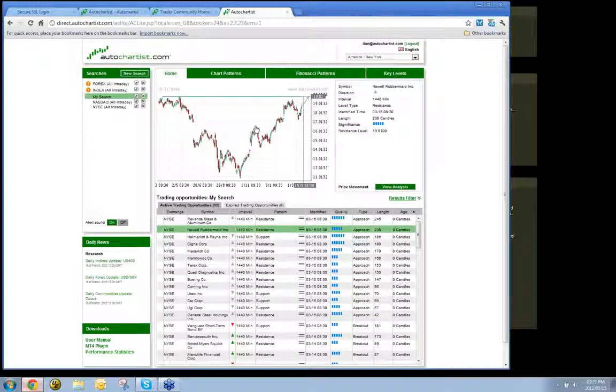So this is an example of an emerging key level, right? This is Newell Rubbermaid. I'm not familiar with this company, but let's have a look at what Autochartist is saying. So it's identified resistance at 19.81, and it's touched this resistance point numerous times, one to three times, most recently just a few days ago. And now Autochartist is saying to you that it hasn't yet broken through support or resistance, right? It hasn't broken through this resistance level at 19.81, but certainly the price is heading towards that level.